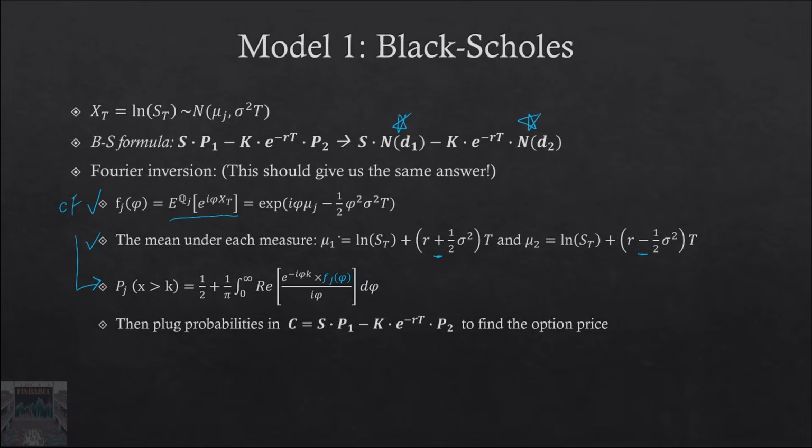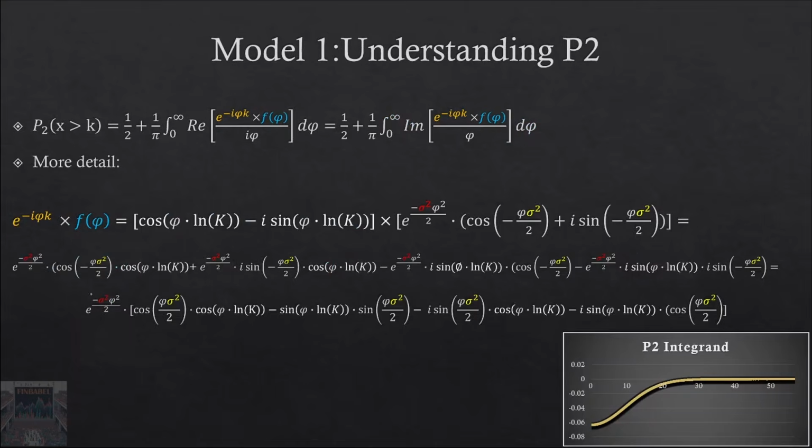By plugging in the two characteristic functions, namely f1 and f2, we'll be able to recover the probabilities that we need to compute our option price, P1 and P2. By the way, if you don't want to code this, you can always transform that into some trigonometric functions. This is what we'll have for P2.